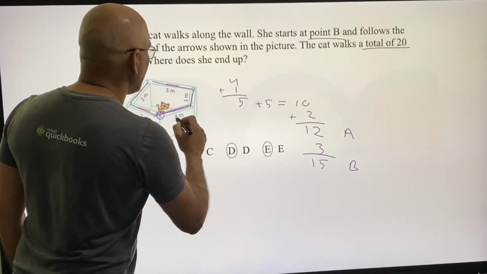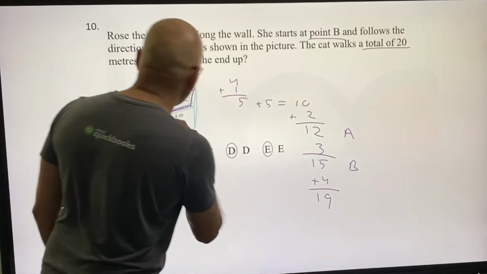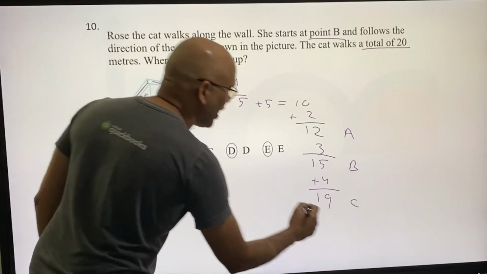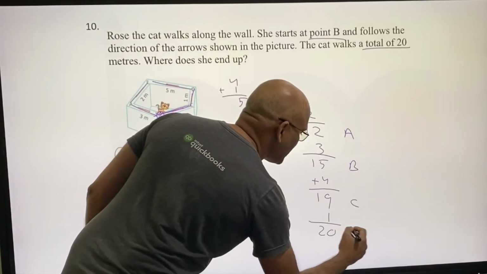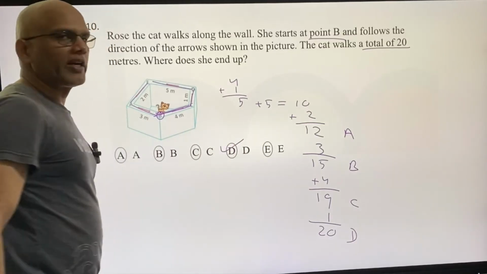B to C is 4. So plus 4 is 19. And that brings us to C. From C to D is 1. So this is 20 and we end up at D, right? Then D is the correct choice.